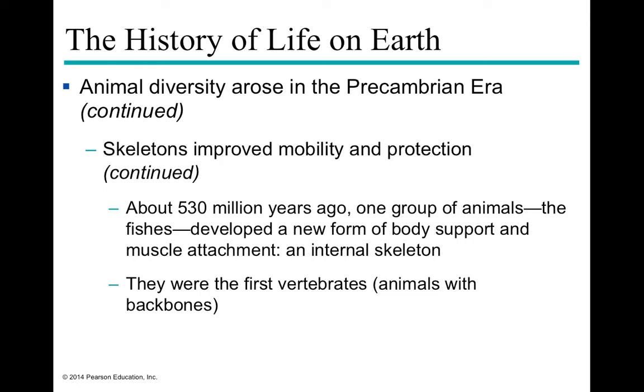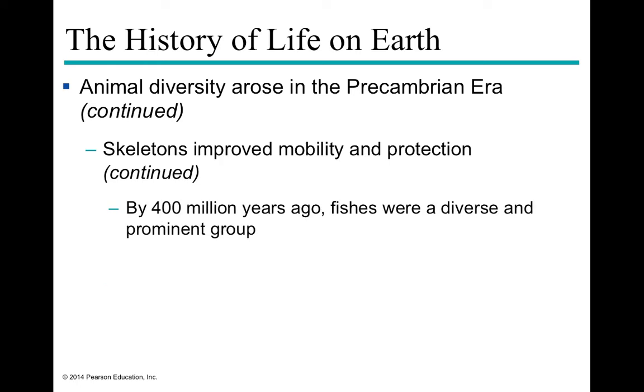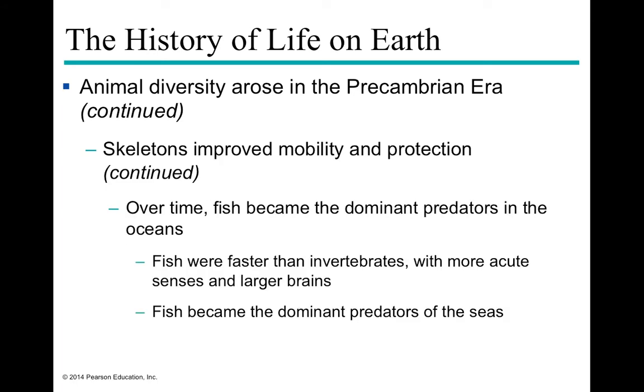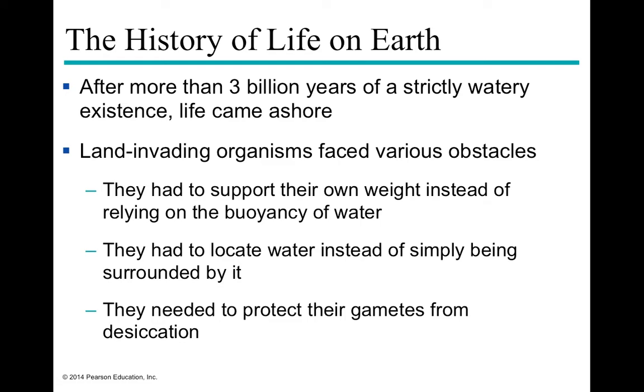Approximately 530 million years ago, we end up with the development of the first vertebrates. Vertebrates being animals with backbones, and that's actually going to be the fish. The fish develop a new form of body support that was entirely novel, an internal skeleton with muscles attached from the outside inward. And they took off. By 400 million years ago, fishes were a very diverse and prominent group and eventually become the most dominant predators in the ocean. They're faster than most invertebrates. They've got really acute senses, much larger brains, and eventually become the dominant predators of the seas.